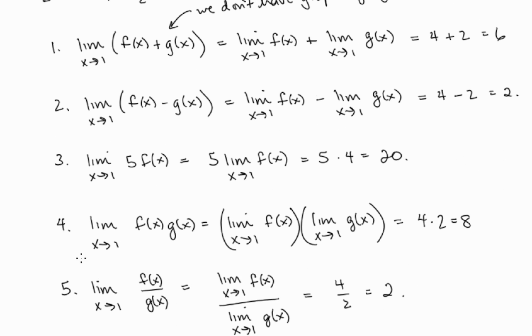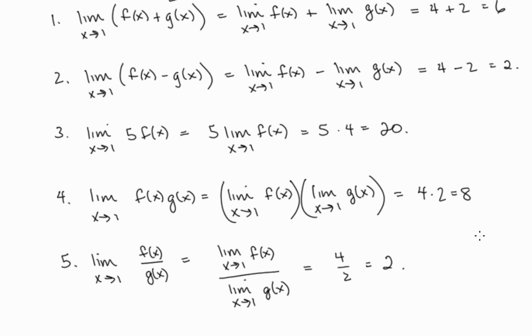If we're looking for the limit as x goes to 1 of f of x times g of x, and we know that the limits exist individually, we can just multiply those limits. And so here we get 8. And same thing for division. If we're looking for the limit as x goes to 1 of f of x over g of x, and we know the limits exist individually, and that the denominator limit is not 0, then we can just divide those limits. And so here we get 2.